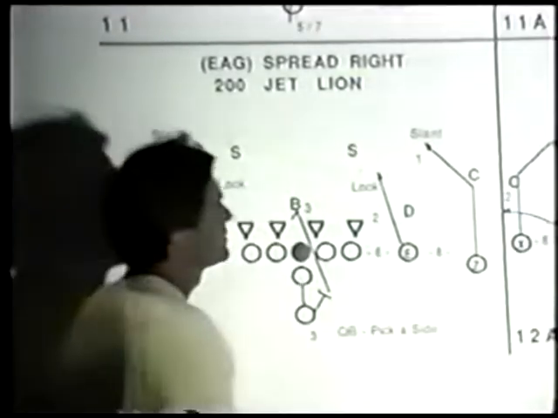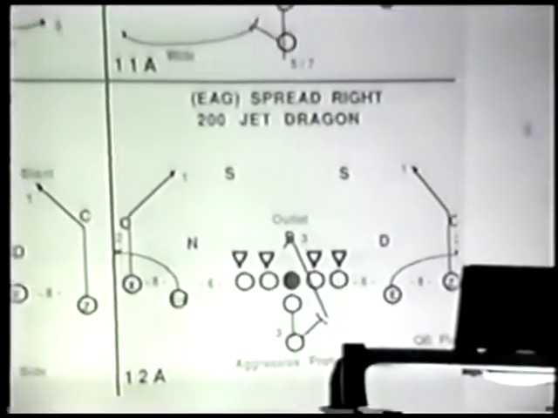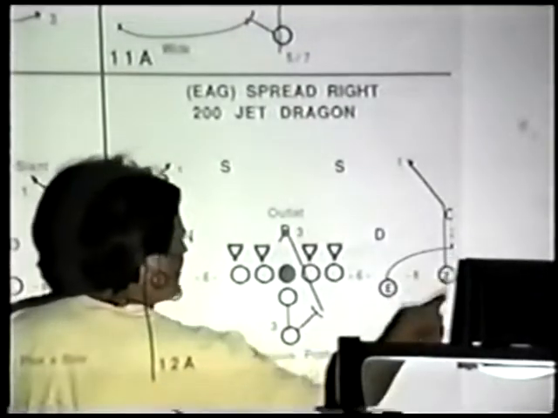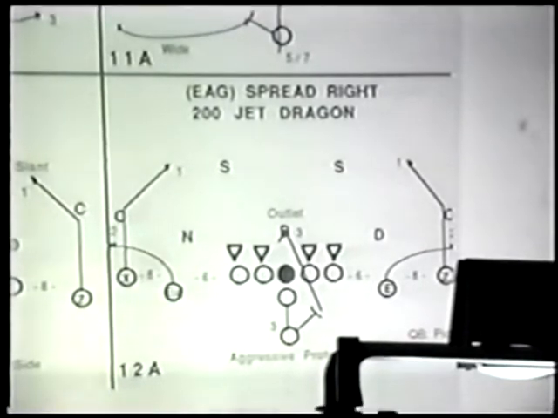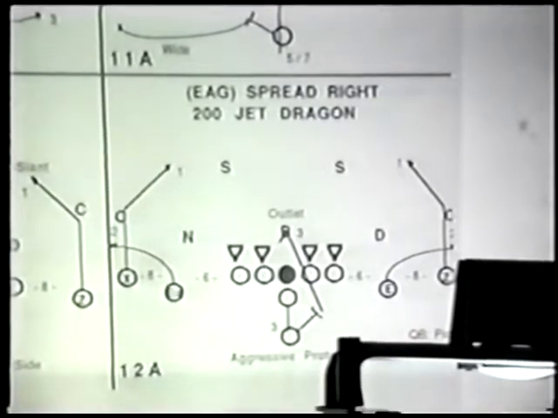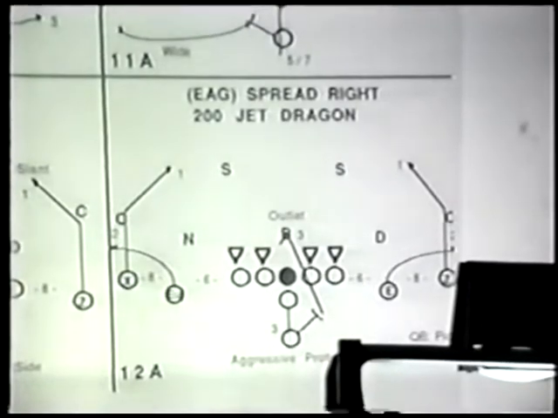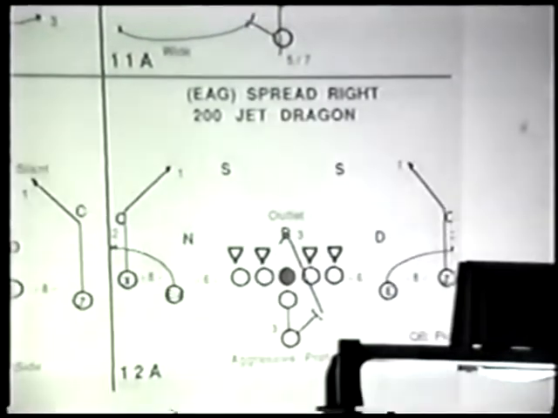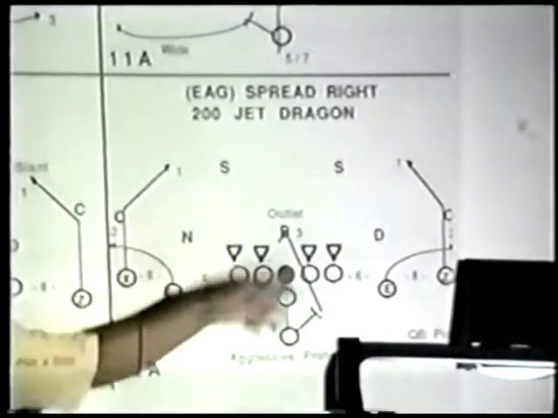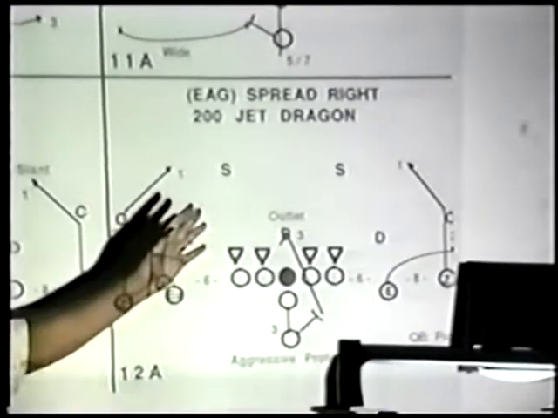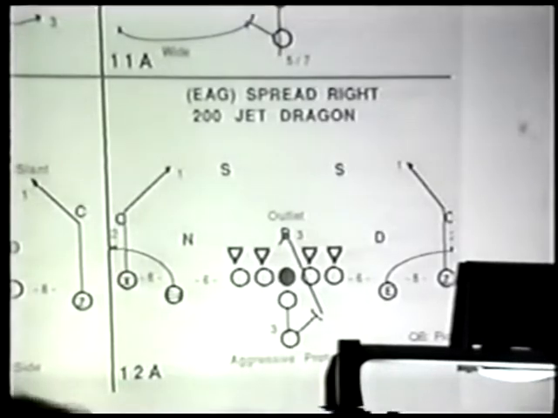All right. Spread right, 200 jet dragon. Dragon means drag slant. Drag slant. Drag slant. Okay? This is also an audible. 200 jet dragon, or we could go 300 jet dragon. Okay, backs? And again, you're over the ball. We're going to run dragon out of tiger and solo and all kinds of things. Drag slant. Okay. Is that what we have?